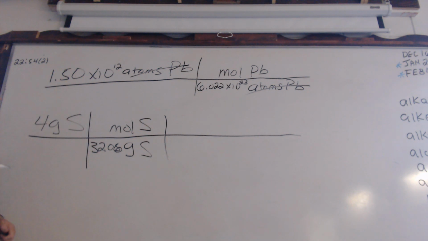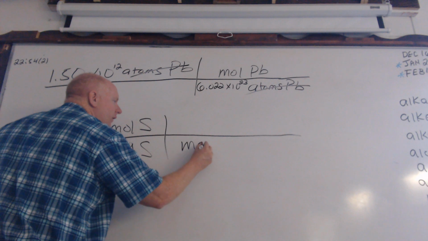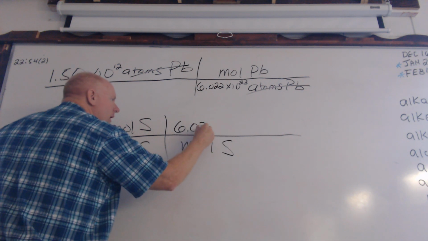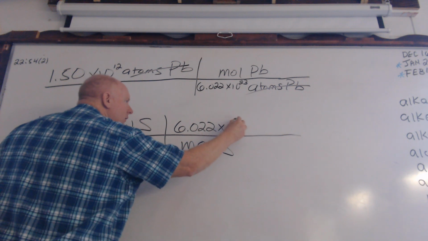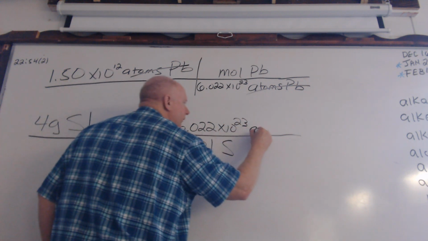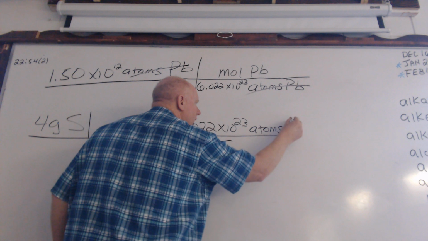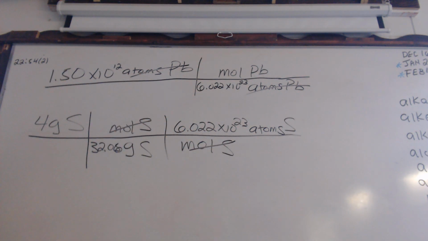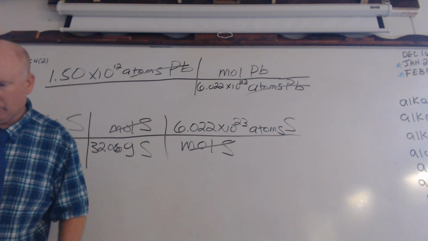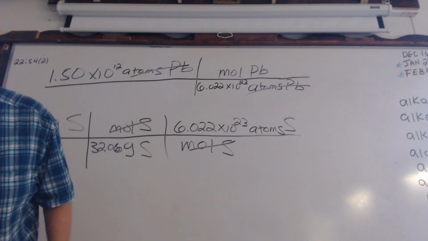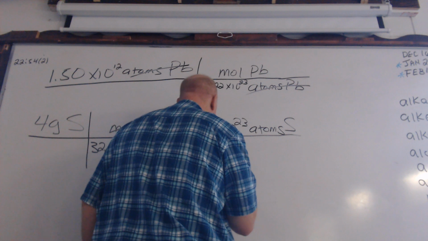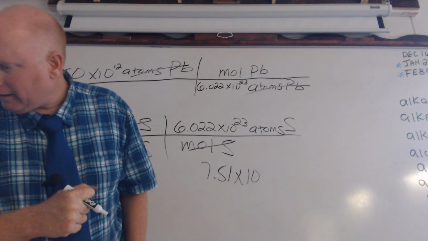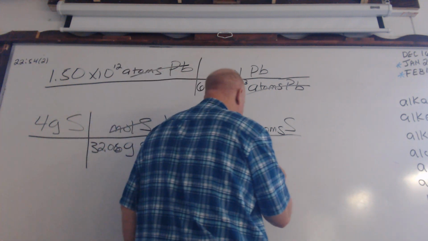What do you think we do in our 3rd and final step? We want moles of sulfur on the bottom. Then we put atoms on top. Your moles are gone, then you're in atoms. So we'll have you work on this and see if you can obtain this answer.